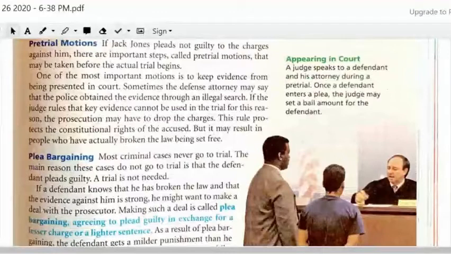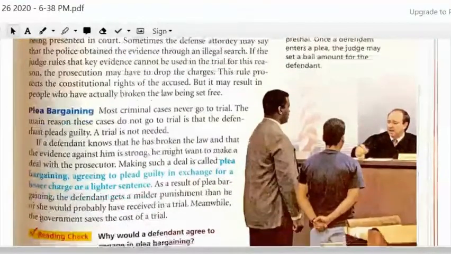Plea bargaining. Most criminal cases do not go to trial. The main reason these cases do not go to trial is that the defendant pleads guilty. A trial is not needed. If a defendant knows that he has broken the law and that the evidence against him is strong, he might want to make a deal with the prosecutor. Making such a deal is called plea bargaining, agreeing to plead guilty in exchange for a lesser charge or a lighter sentence. As a result of plea bargaining, the defendant gets a milder punishment than he or she would probably have received in a trial. Meanwhile, the government saves the cost of a trial.